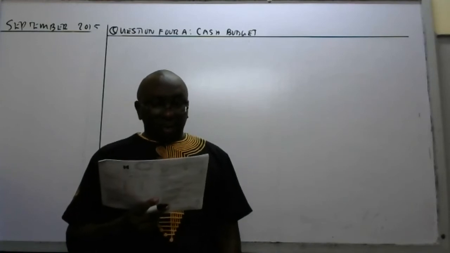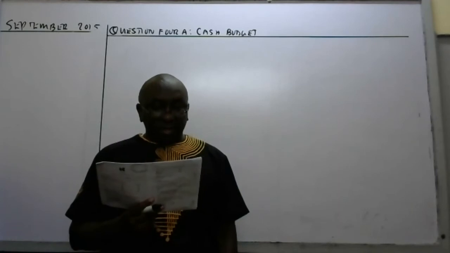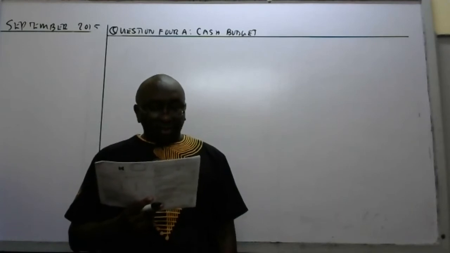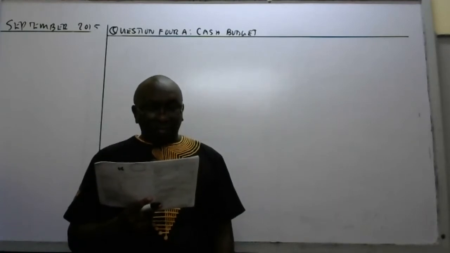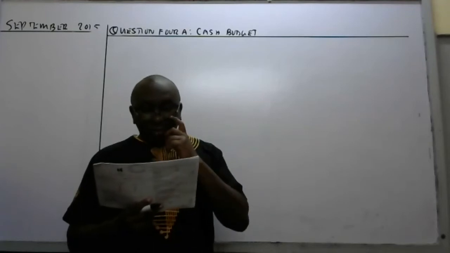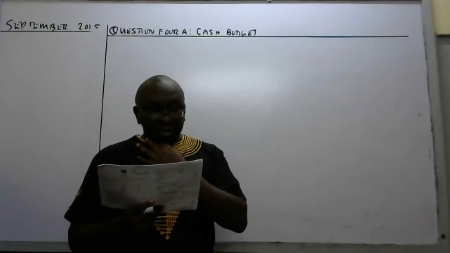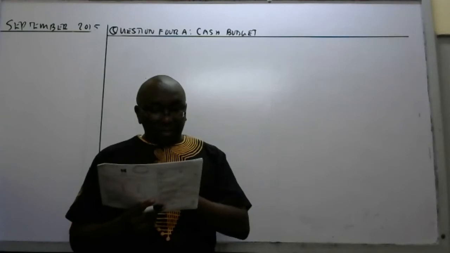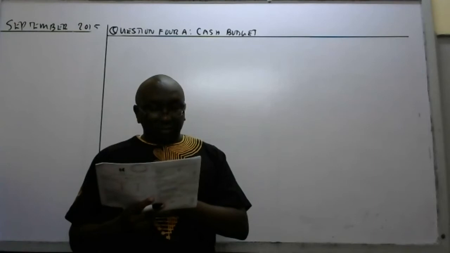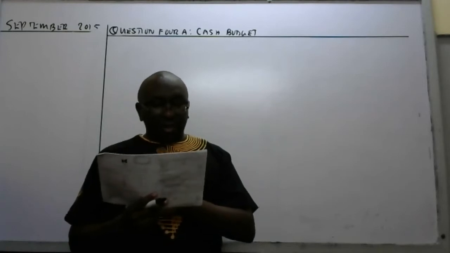Dividend of shillings 1.5 million will be paid in December. Machinery costing 10 million will be installed in September. Payment will be in monthly installments of 2 million per month for 5 months from October. Proceeds from sale of old machinery will be received in October. Income tax, that is advanced tax of 5 million, will be paid in October.